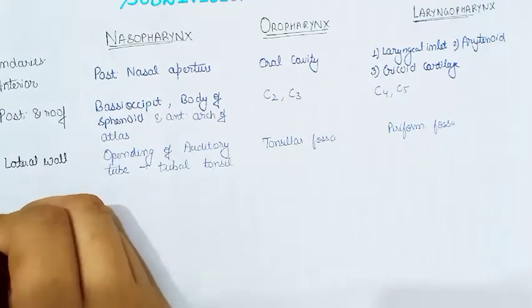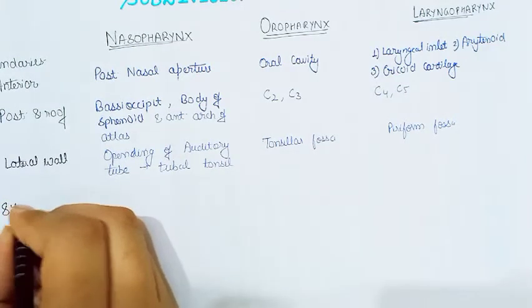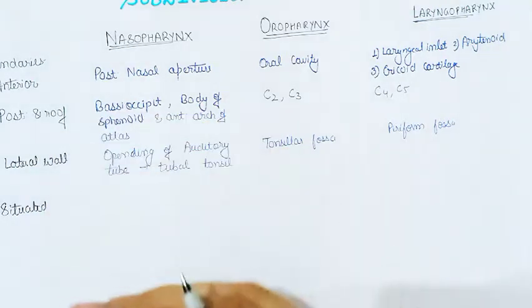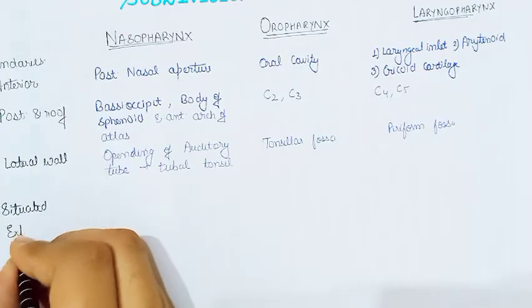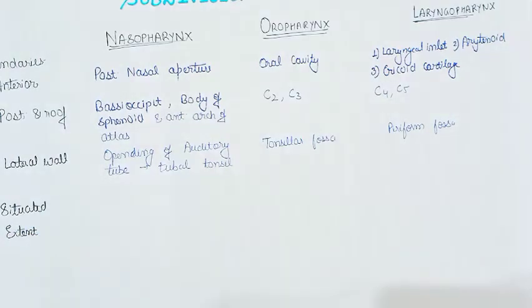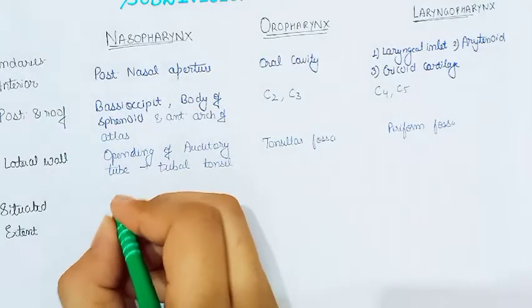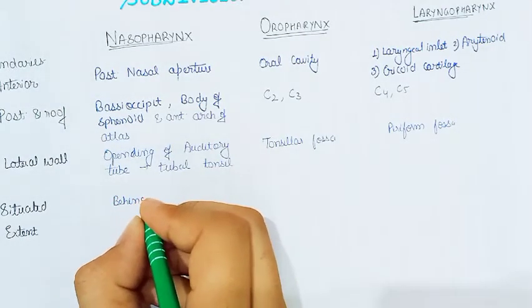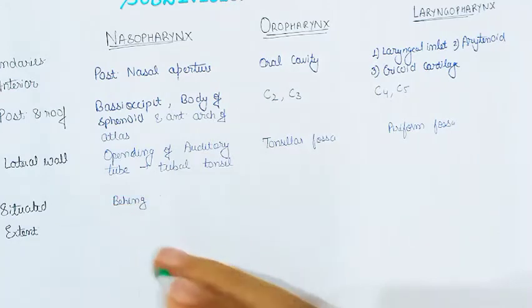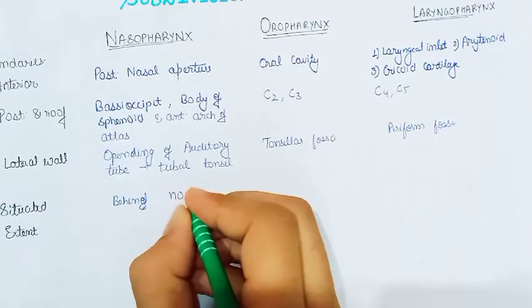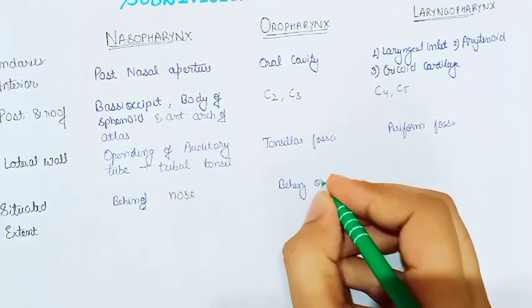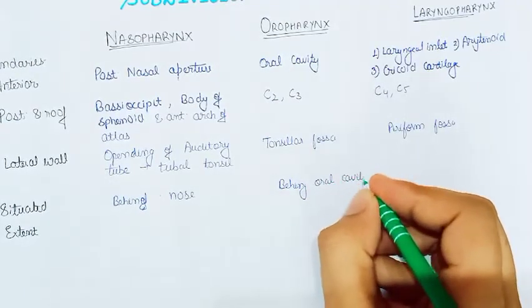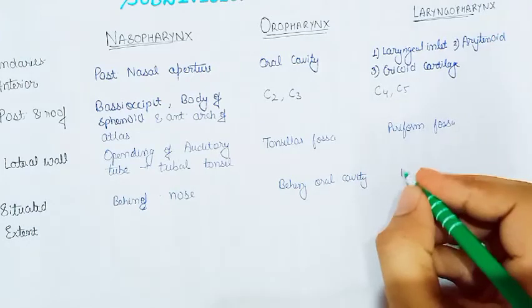So let's talk about their situation, where they are actually located. That's the summary part we have discussed, the situation, and the third part is the extent. So where are they situated? The nasopharynx is situated behind the posterior nasal aperture, or behind the nose. The oropharynx is behind the oral cavity, and the laryngopharynx is behind the larynx.